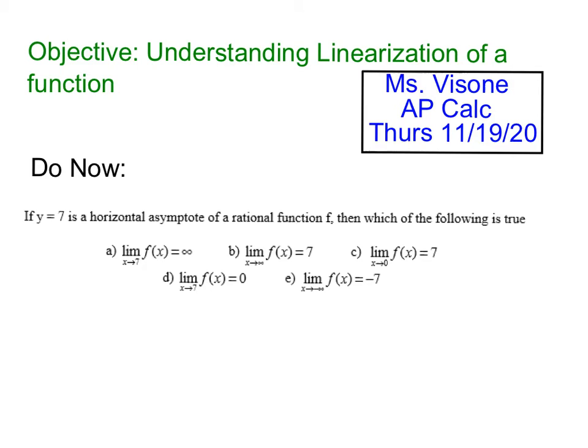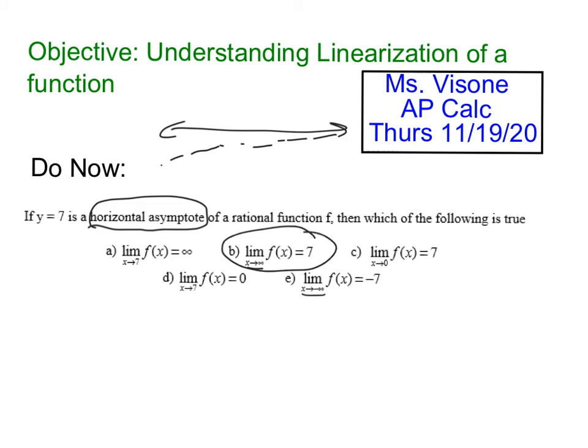So if y equals 7 is a horizontal asymptote of a rational function, then which of the following is true? So this one, just go back to our definition of horizontal asymptote. Horizontal is this way, right? So if we're going towards it, it's as x approaches infinity, right? And then there's two that involve infinity. There's b and e, but e has -7. So the answer is just b.